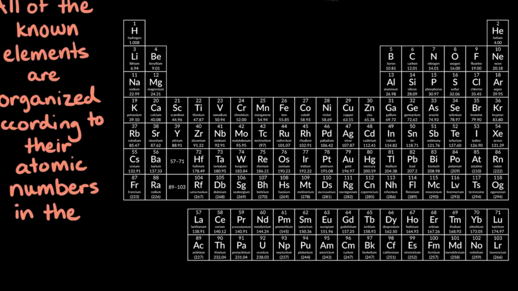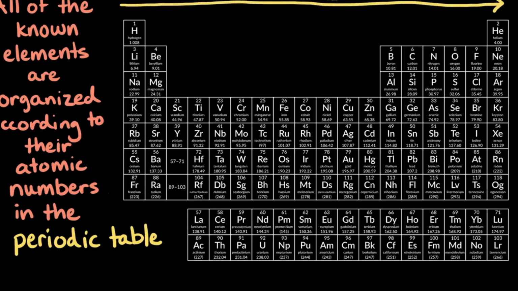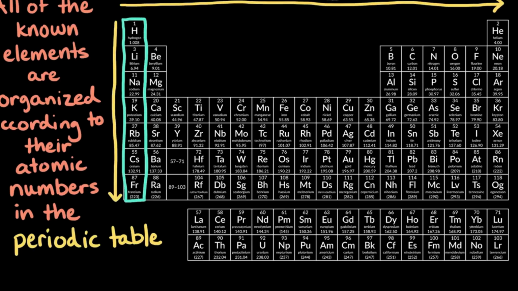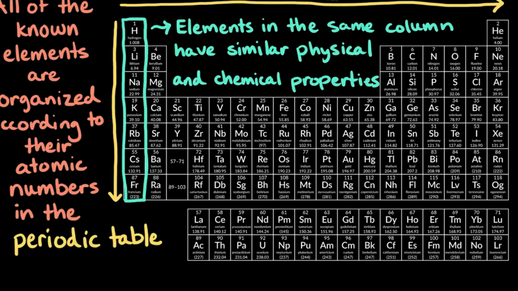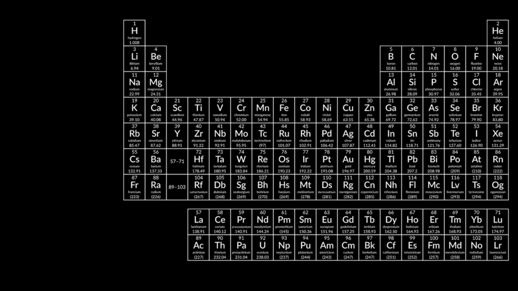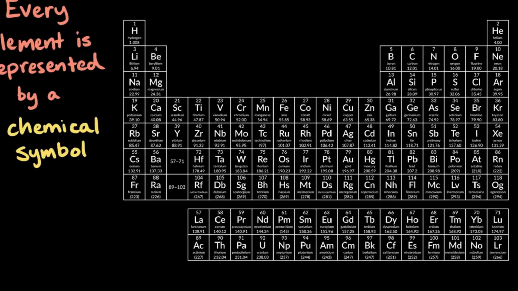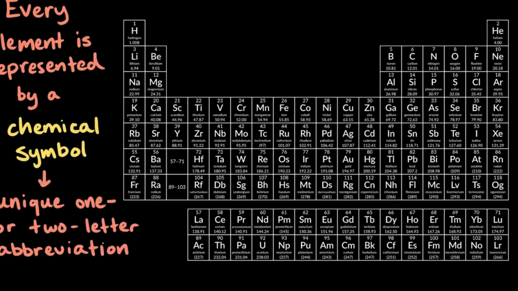All of the known elements are organized according to their atomic numbers in the periodic table. The periodic table lists the elements in order of increasing atomic number as you go from left to right and from top to bottom. The elements are further organized into columns based on their properties. Elements in the same column tend to have similar physical and chemical properties.